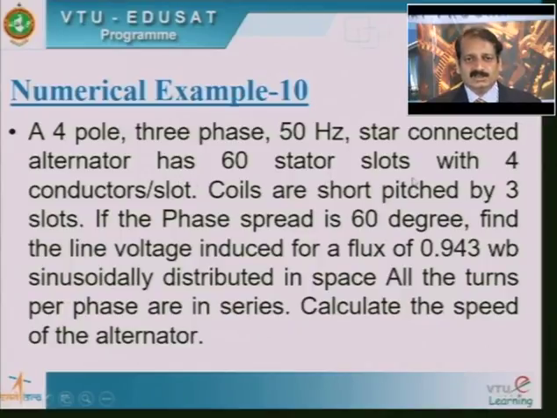In the next numerical, we will see a 4 pole 3 phase 50 hertz star connected alternator has 60 stator slots with 4 conductors per slot. Coils are short pitched by 3 slots if the phase spread is 60 degree. So, here the new word phase spread is nothing but m into beta. So, phase spread is m into beta, which is equal to 60 degree. So, find the line voltage induced for a flux of 0.943 webers sinusoidally distributed in space. All the turns per phase are in series.